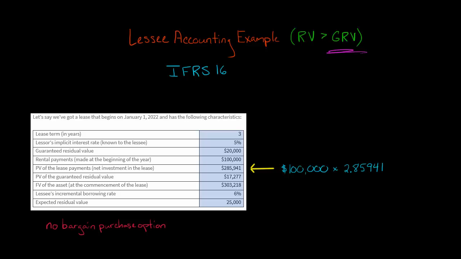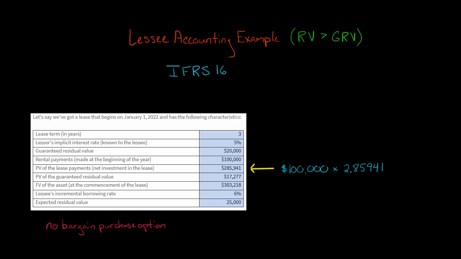So we've got a guaranteed residual value. The lessee has guaranteed the lessor that this asset will be worth at least $20,000 at the end of the lease term. And now the lessee is expecting that the actual residual value will be $25,000. Okay, could turn out to be more, could turn out to be less, but at the beginning of the lease, they're expecting it to be $25,000, which is higher than the guaranteed residual value.